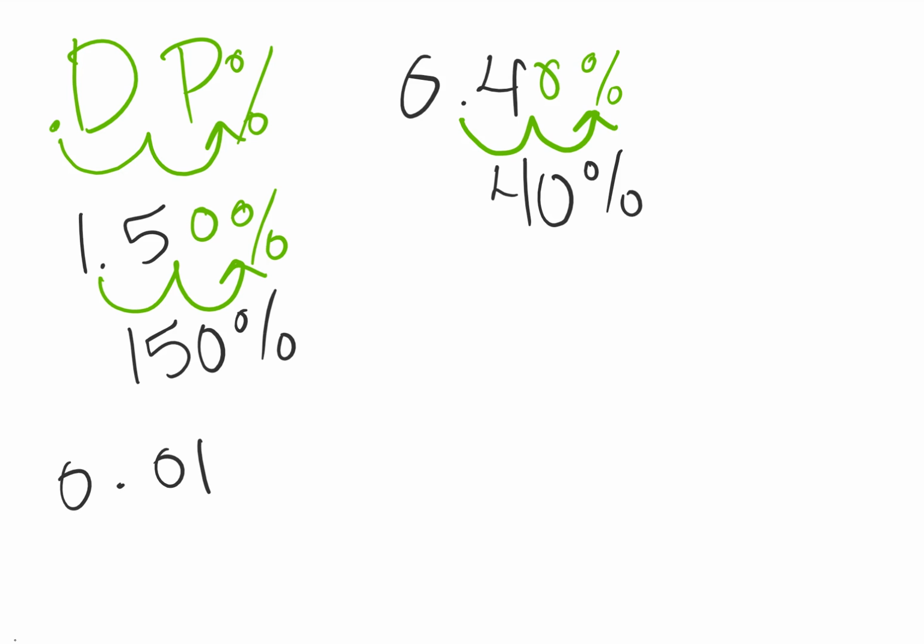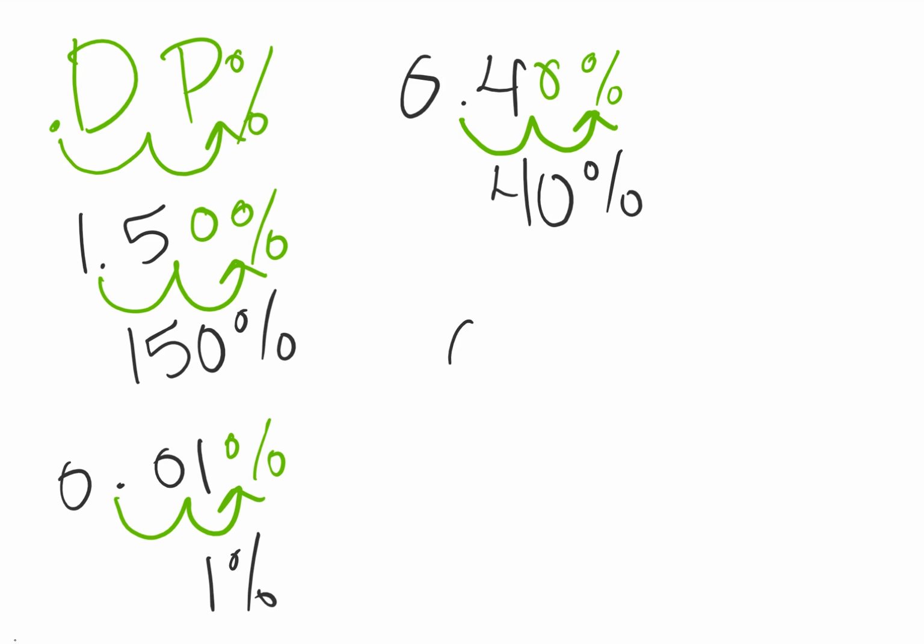Now let's say we have the decimal 0.01. We need to convert this decimal to a percent, so you do the same thing. Start at your decimal and you move 2 places to the right and add a percent sign. In all these examples, we're moving 2 places to the right, adding a percent sign, and then we're getting rid of our decimal. So our percent becomes 1%.